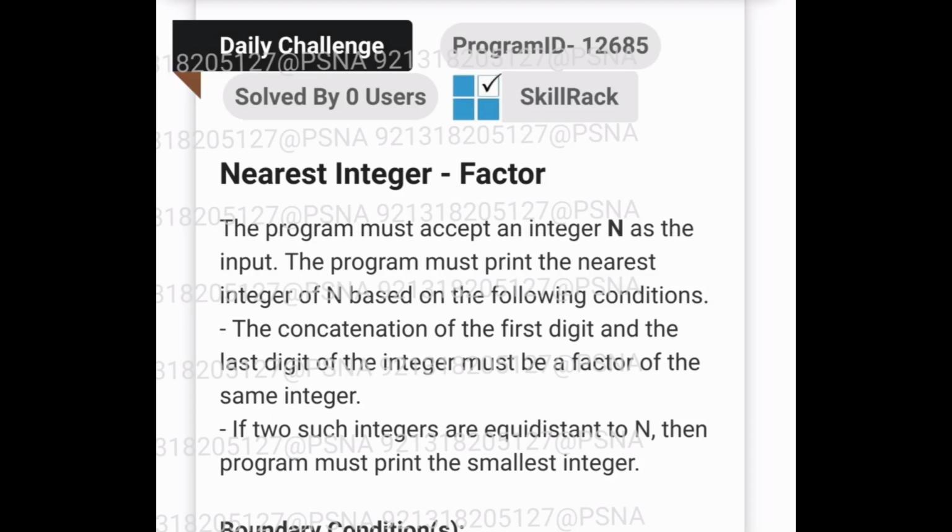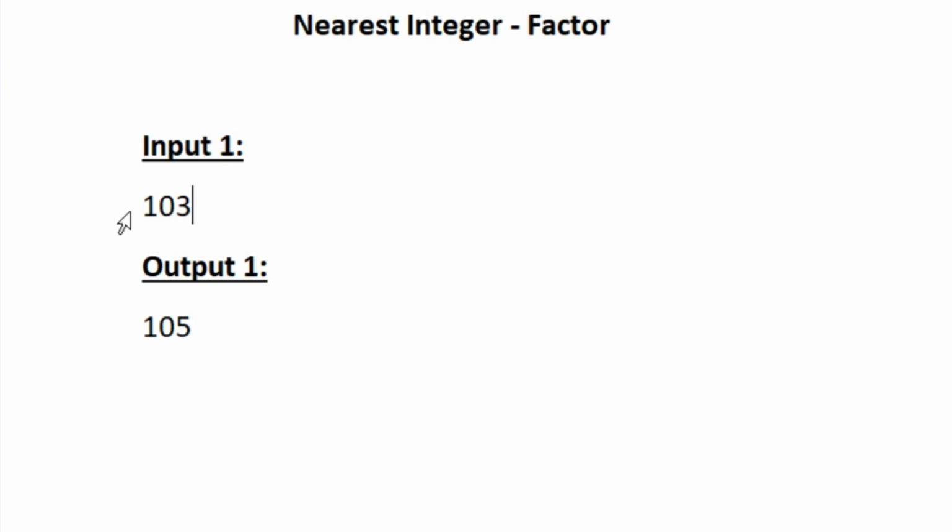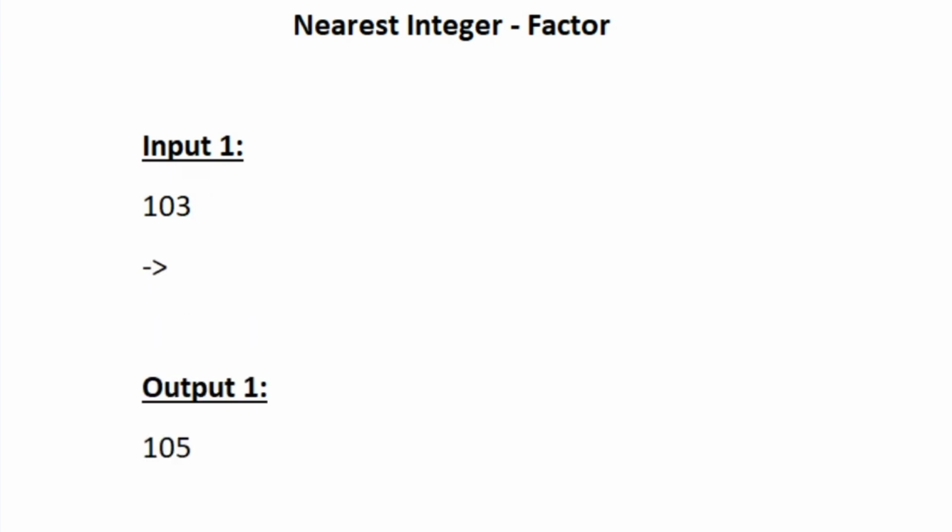This is the question asked in today's SkillTrack daily challenge. So we will be given an integer n as input. So first we have to consider the integer n itself. So here the integer n is equal to 103.